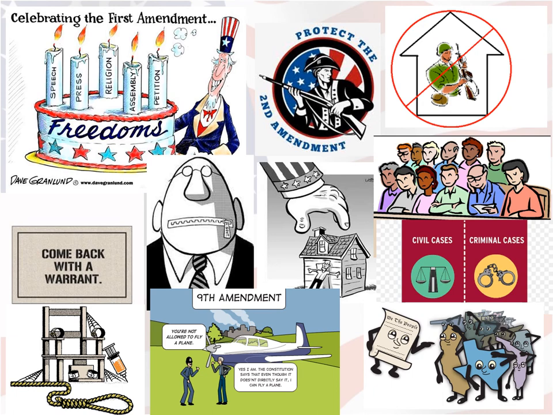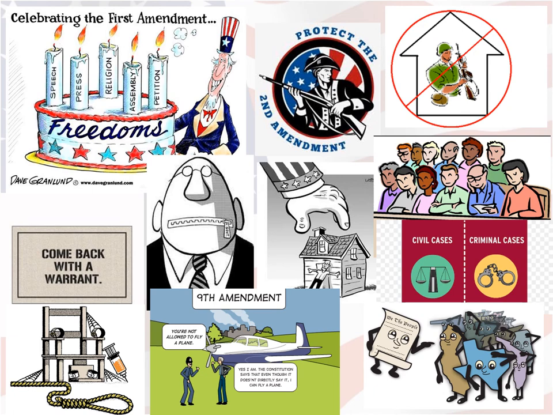Amendment 6 is the picture of the jury there. It involves rights of the accused, and there's a few things that you could write there for rights of the accused. The right to counsel, which means the right to an attorney. The right to a speedy and public trial. They can't hold you in jail forever. It cannot be a secret trial where nobody knows about it. And of course, a trial by a jury of your peers, because you're more likely to have a jury of your peers give you a fair trial than, say, a jury full of people who don't like you or don't like people like you.